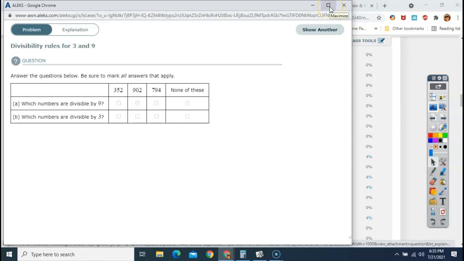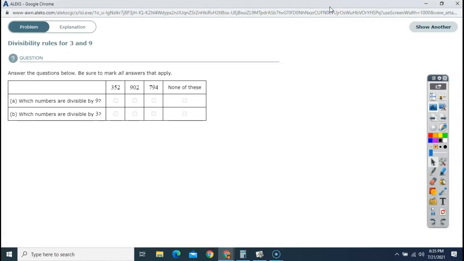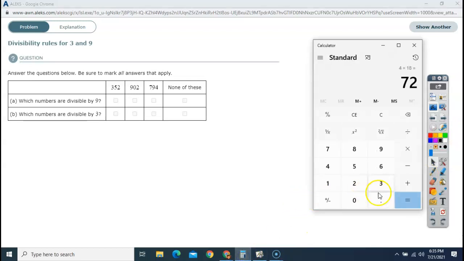We have divisibility by 3 and 9. Yikes. I will say this much. If something can be divided by 9, it can also be divided by 3. All right? So here's the situation. This is what we're going to do. I'm going to use this. You may not be able to use your calculator, but the calculator may not pop up on the screen, but you can still use your calculator.